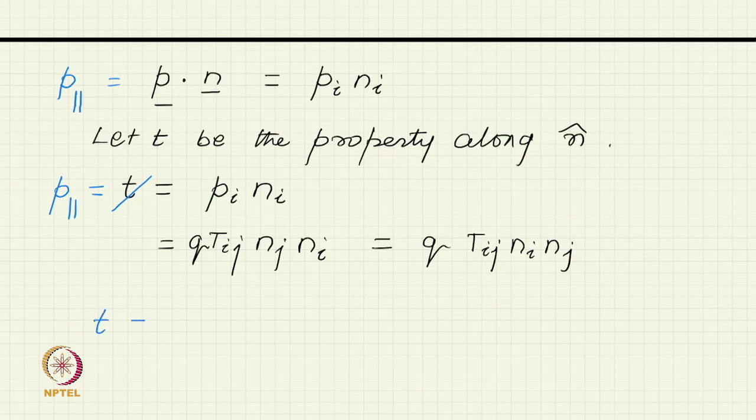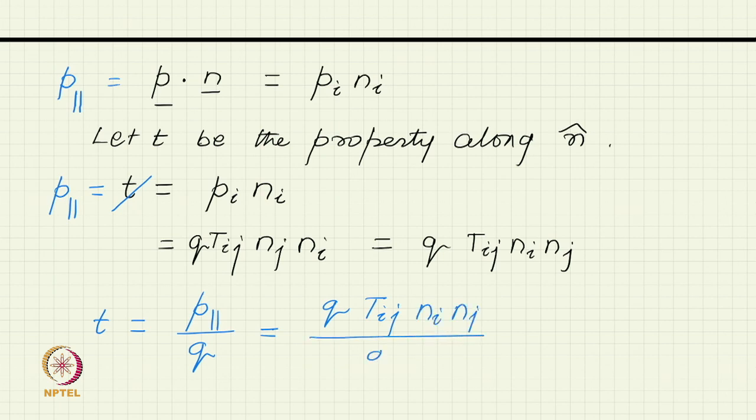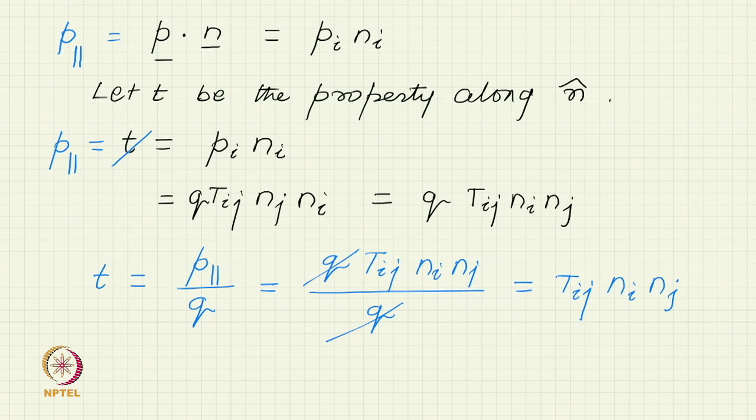Now, by definition, T is P parallel divided by the magnitude of the applied vector Q. So, the component of the resulting vector along the direction of interest, divided by the magnitude of the applied vector. So, if we write this now, divide by Q and cancelling Q gives us the final formula Tij Ni Nj. So, property in any direction is just this expression Tij Ni Nj. This of course has a double sum both over i and j. So, there will be 9 terms in this summation.